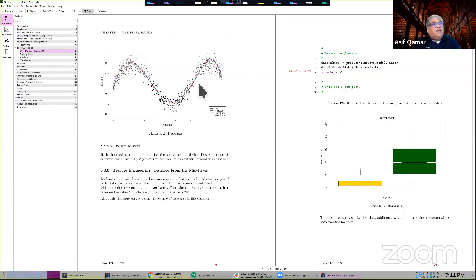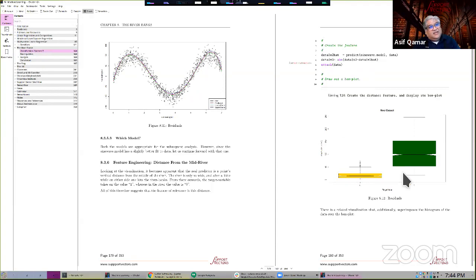Once you do it, all you have to do is extract the distance from the center of the river, which is the absolute value of the prediction minus x2, that is, the distance from the center of the river. Once you do that, you can make a box plot, and in the box plot, you can clearly see river points are here and sand points are further off from the river.